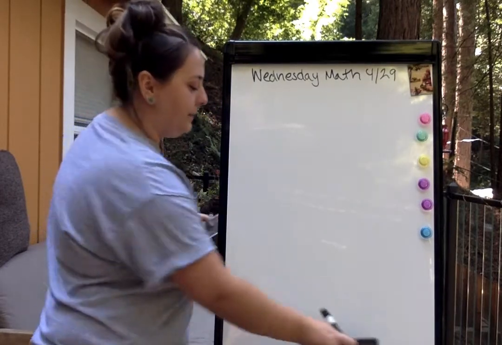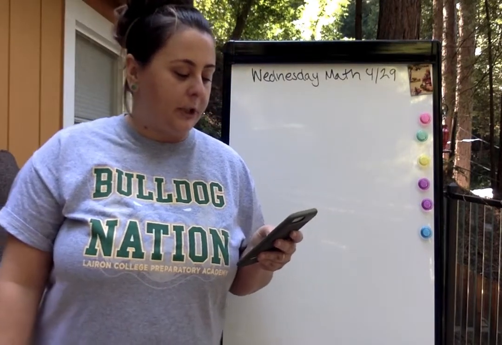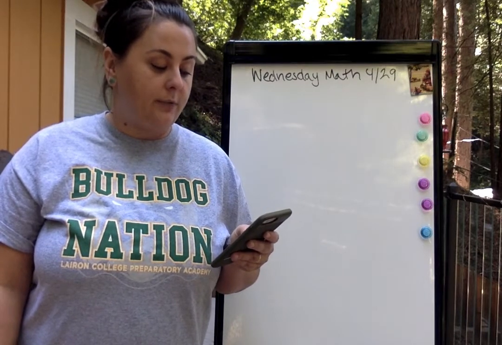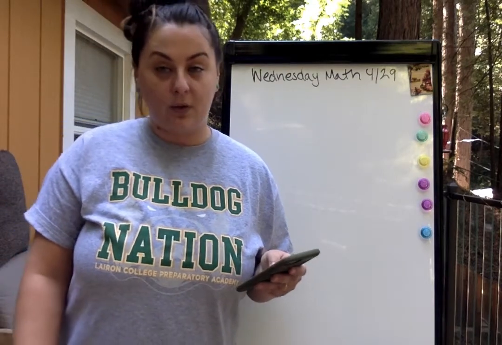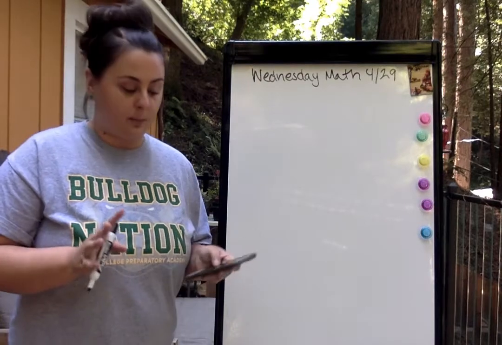Next one's a word problem. So we've got, Jesus purchased cookies for a party. He bought 11 cookies for 51 cents each and 12 cookies for 62 cents each. How much money did he spend on cookies altogether? So this is going to be a multiple step word problem.